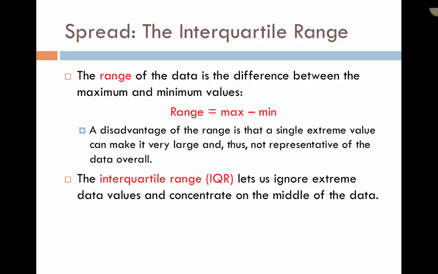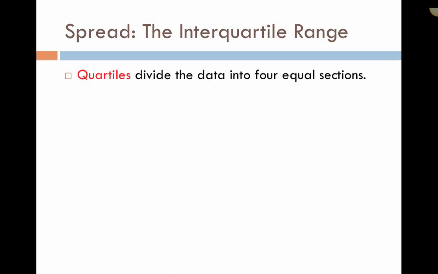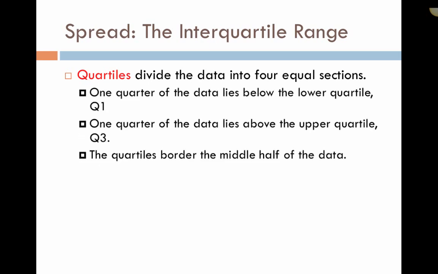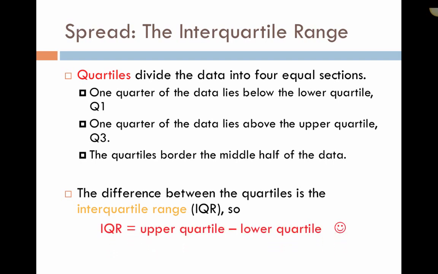In order to find the IQR, we first need to know what our quartiles are. So our quartiles divide the data into 4 equal sections. 1/4 of the data lies below the lower quartile, which is Q1, and 1/4 of the data lies above the upper quartile, Q3. Therefore, Q1 and Q3 border the middle half of the data, so 50% of the data lie between Q1 and Q3. The difference in the quartiles is your IQR. So in order to calculate the IQR, it's your Q3 minus Q1.